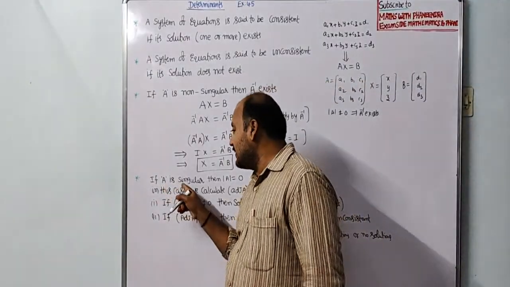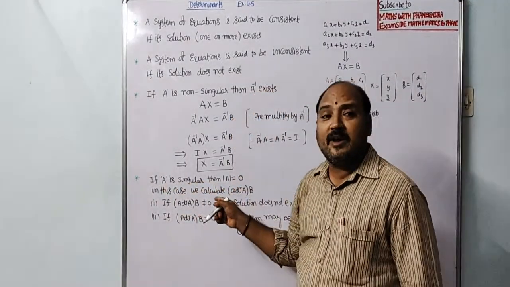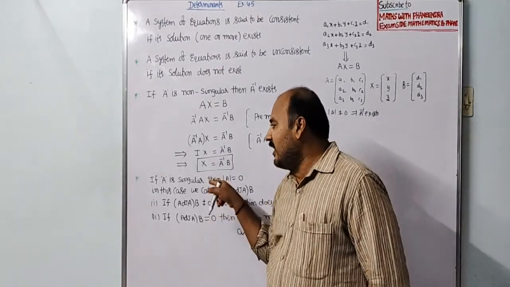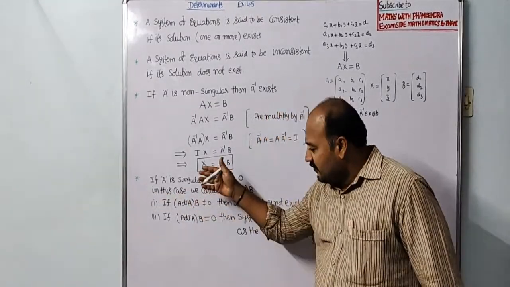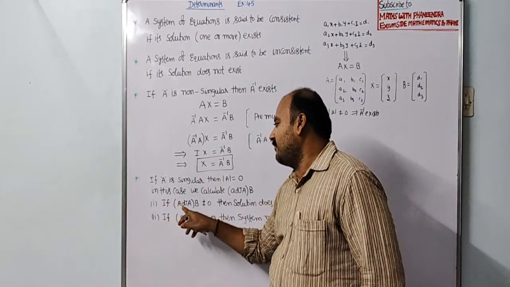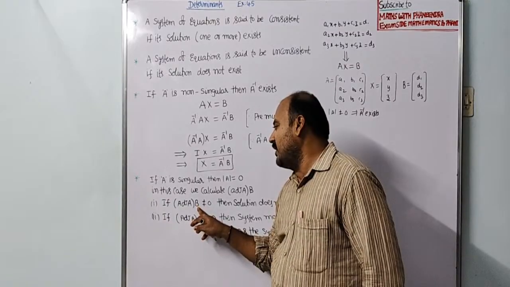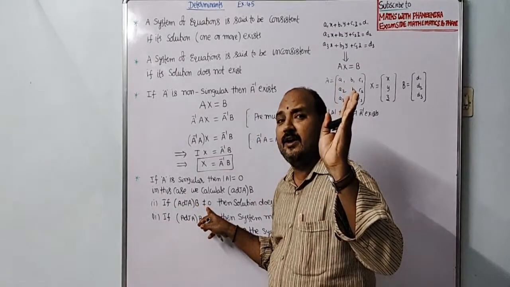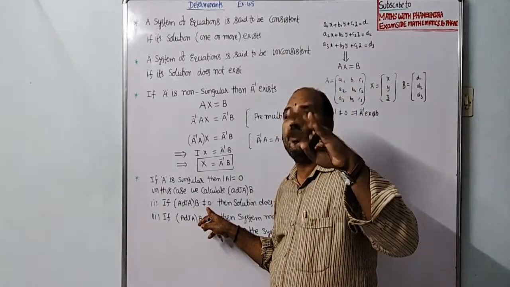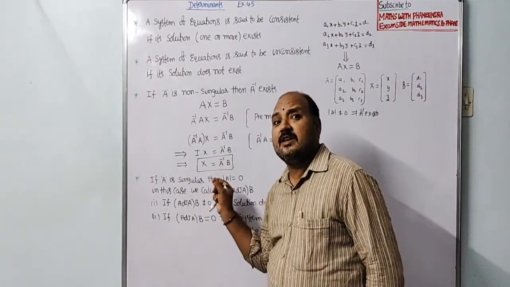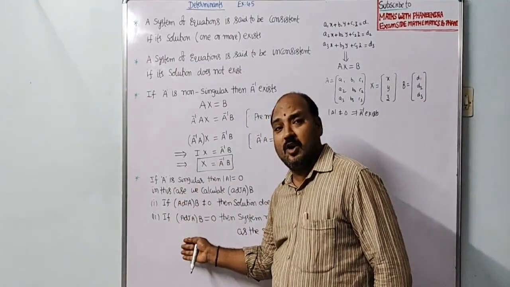Suppose A is a singular matrix. Whenever it is a singular matrix, det A is equal to 0. In this case, we follow these steps. We have already done adjoint cases in the last video or the video before last, dear students. Whenever det A is equal to 0, this procedure we need to follow.